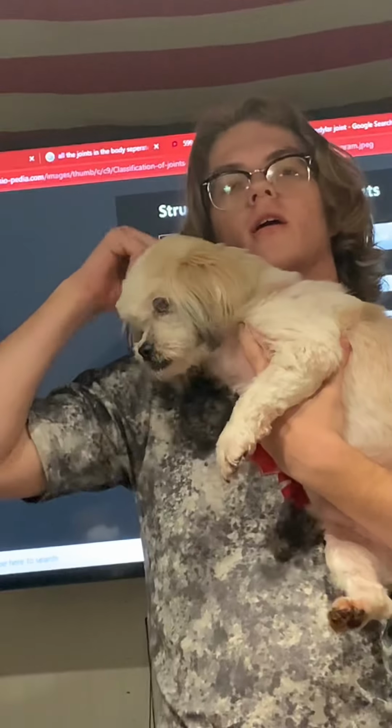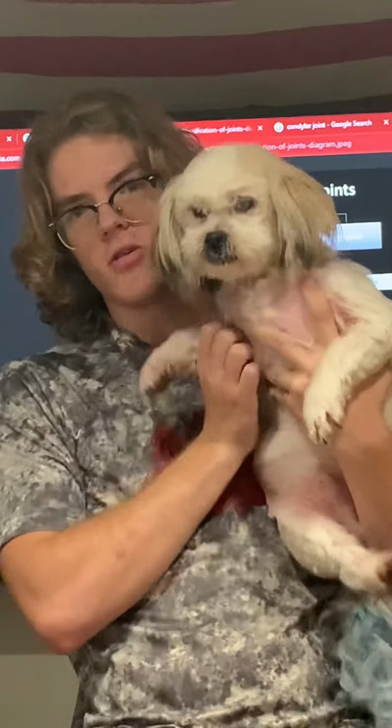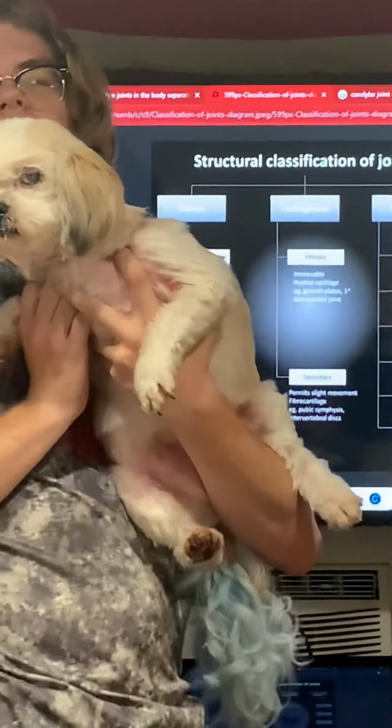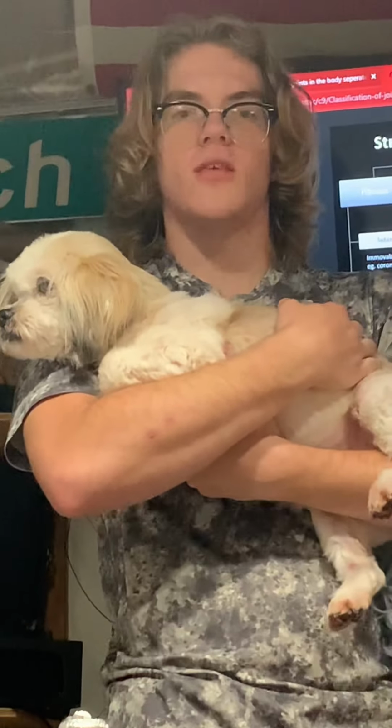Now, we have fibrous. Morty's got a hard head. He's an old man, right? What's holding that skull of his together? Sutures. Sutures are holding his skull together. And that is what makes this hard-headed old man sing.